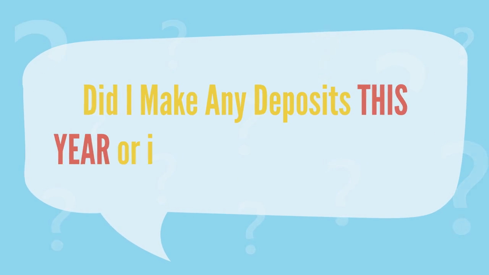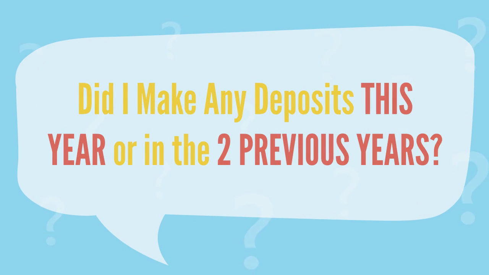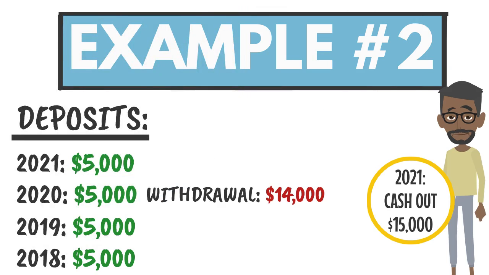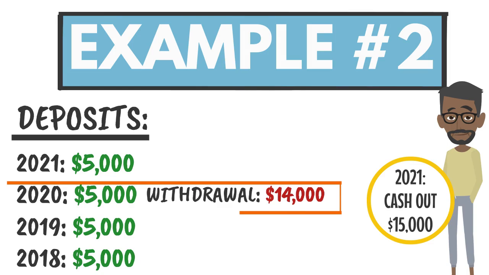We always start by asking the question, did I make a deposit this year or the 2 previous years? Now in this example, the answer again is yes. So you already know that you're going to have to pay tax on some of that money that you're taking out, but on how much? To answer this question, we first need to understand what happened with that withdrawal in 2020. Not only did you make a deposit that year, but you did also make deposits the 2 previous years.